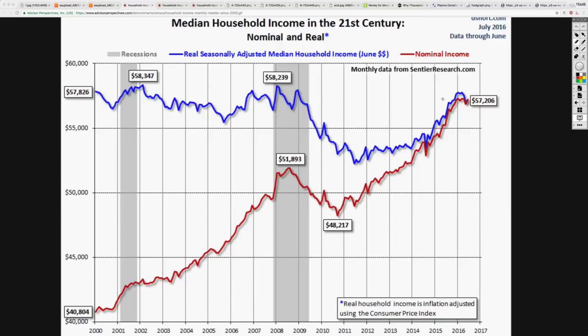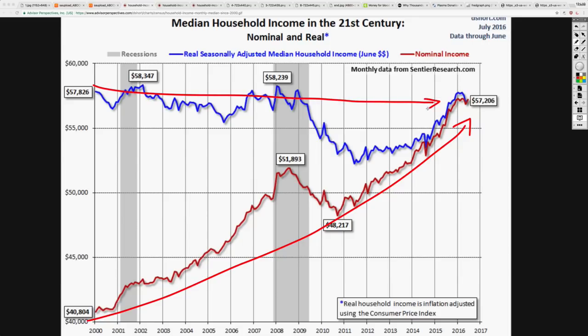But of course, the truth is much different. Median household income in the 21st century, nominal and real. The red line is the nominal value, right? So back in the year 2000, it's about 40,000, and currently about 57,000. Okay. And while I don't think it has increased to this degree for the average person, let's just, for the moment, pretend it has. When you look at the real seasonally adjusted median household income, it actually declines slightly.